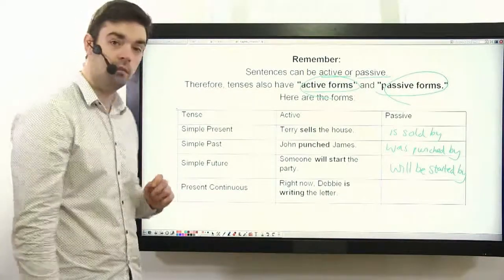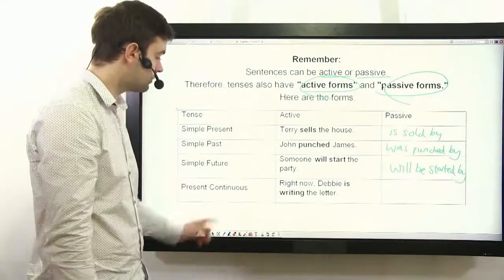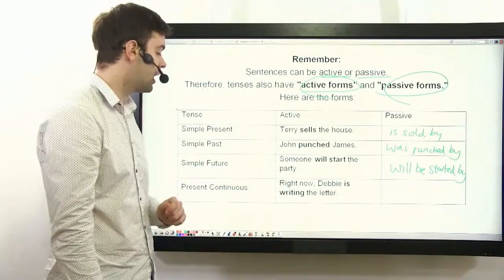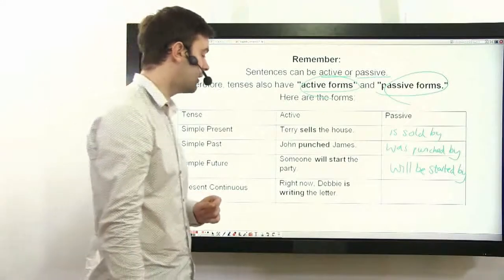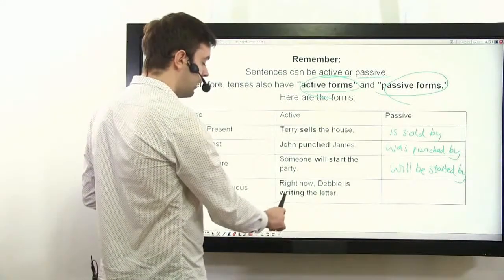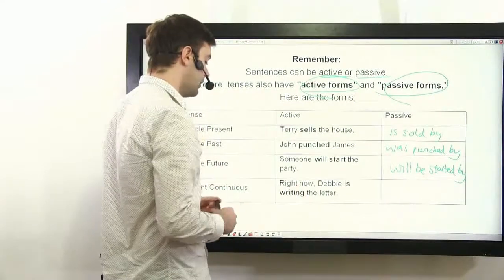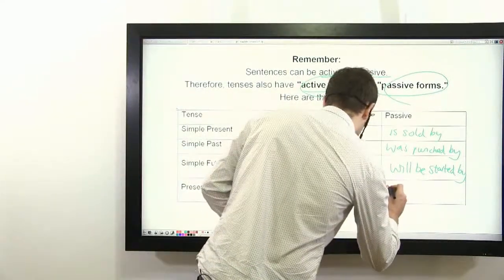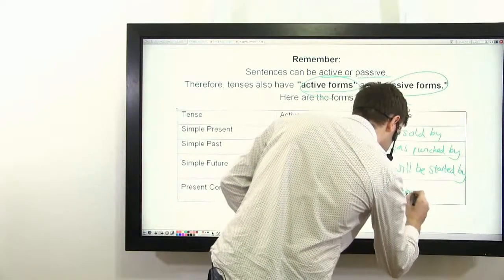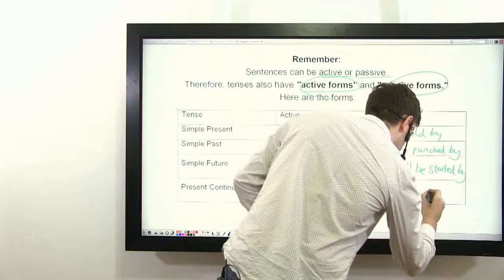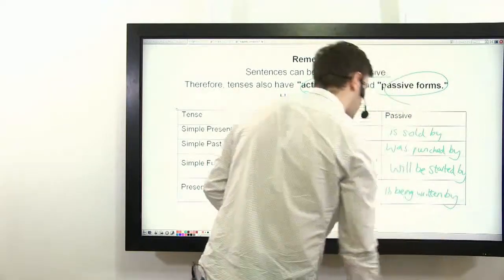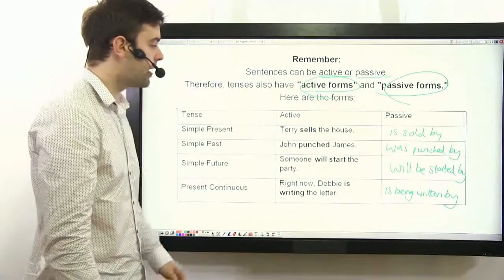Let's have a look at the present continuous. Right now, Debbie is writing the letter. So we can say the letter is being written by Debbie. Is being written by.